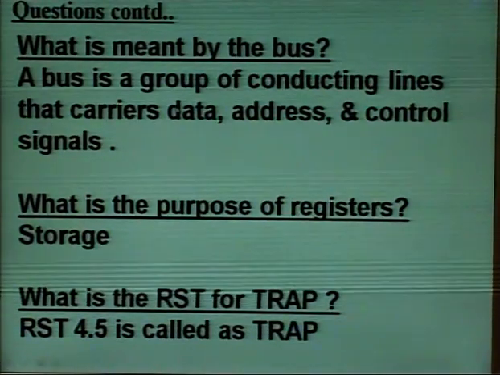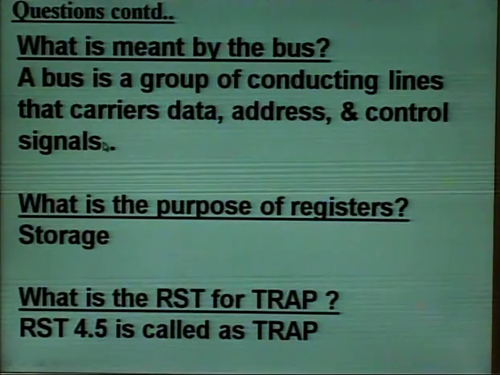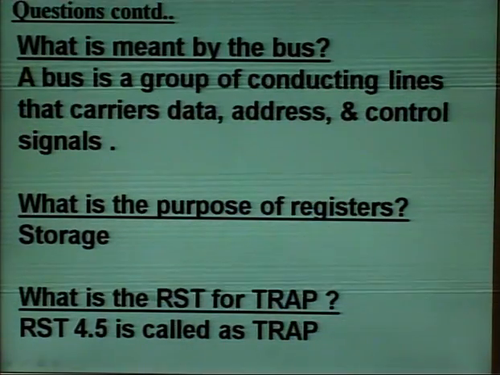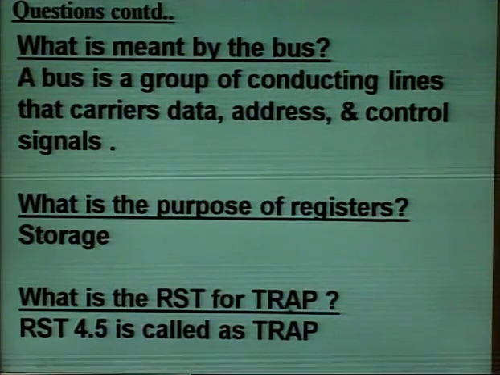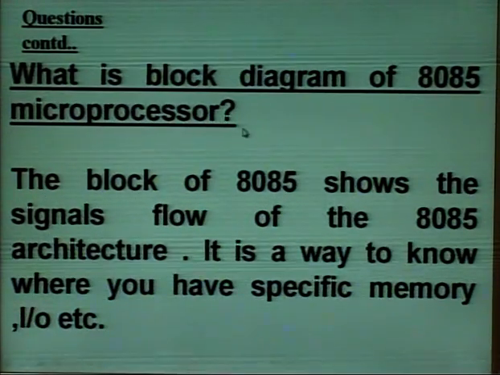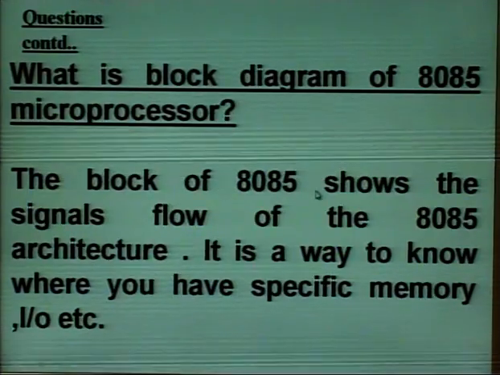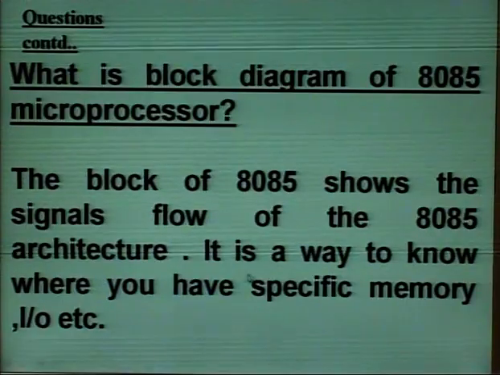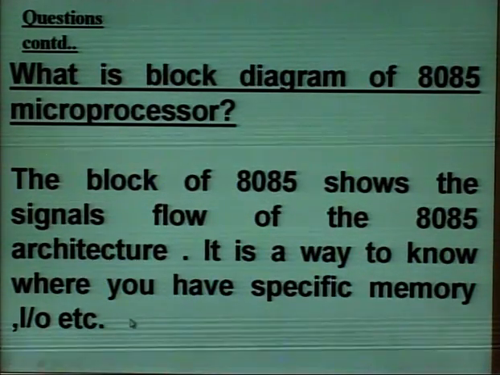What is meant by a bus? A bus is a group of conducting lines that carries data, address and control signals. What is the purpose of registers? The purpose of registers is storage. What is the RST for trap? RST for trap is RST 4.5. What is the block diagram of 8085 microprocessor? The block diagram of 8085 shows the signal flow of the 8085 architecture. It is a way to know where you have specific memory, input, output, etc.